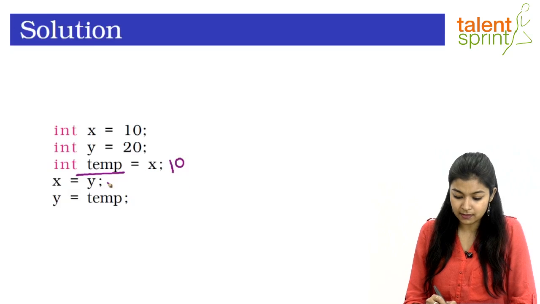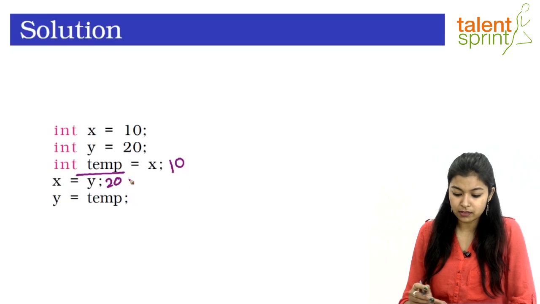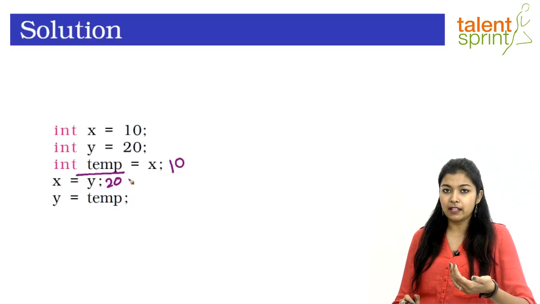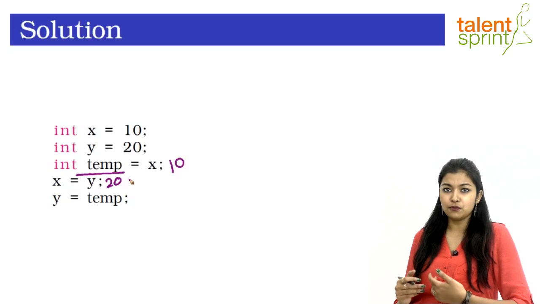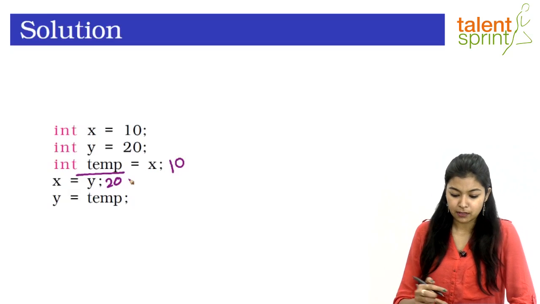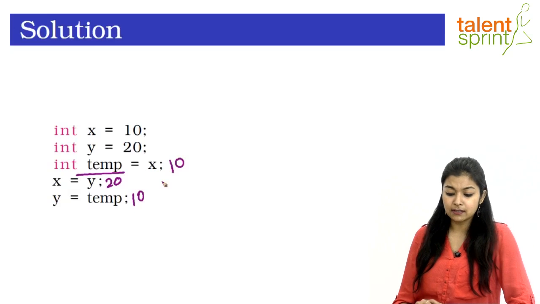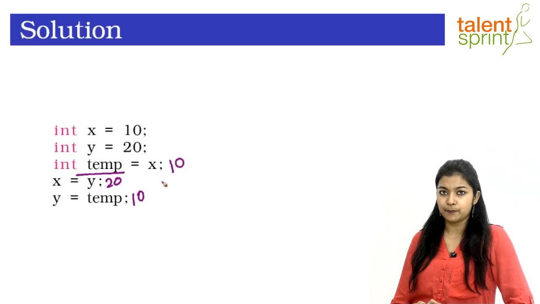So the next step is the same. Now x holds 20. Now since the y value is safely stored in temp, we can move the value from our temporary variable to y. So y equals temp does that, and we have y equal to 10 at the end. So you saw how we can do this program using a temporary variable.